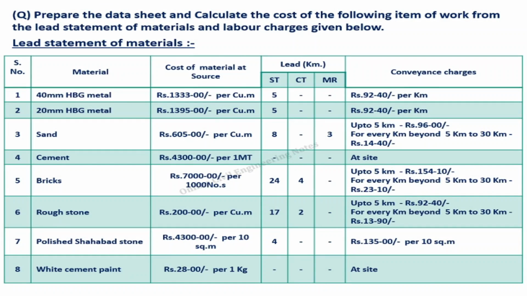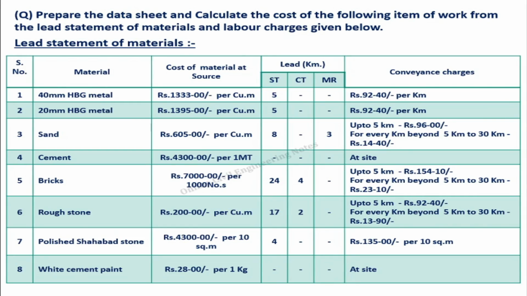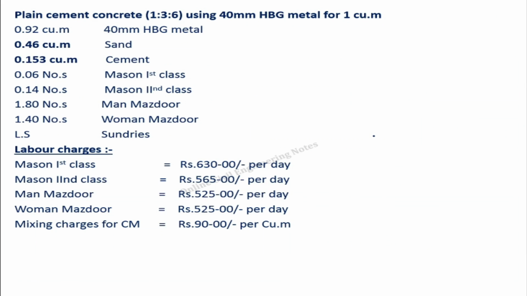Prepare the data sheet and calculate the cost of the following item of work from the lead statement of materials and labor charges given below. Different materials are given with their cost at source, lead, and conveyance charges in this table, and data for plain cement concrete 1:3:6 using 40 mm HBG metal is given here, and labor charges per day are given.